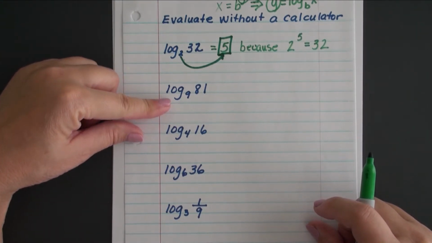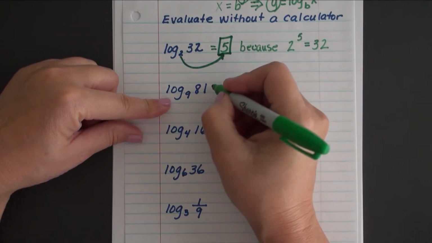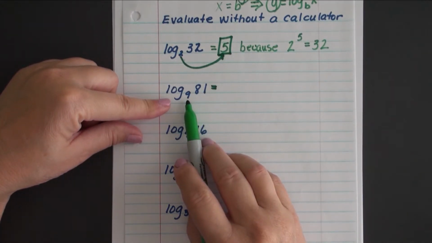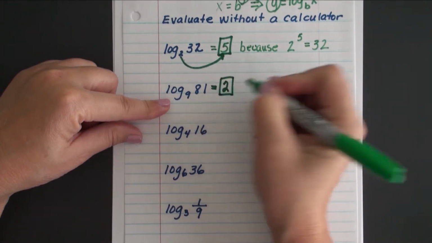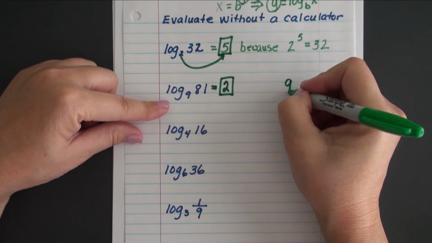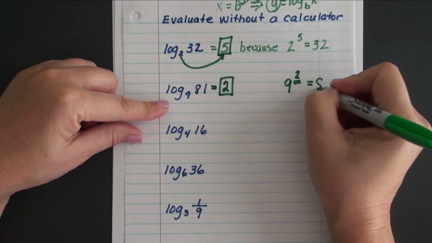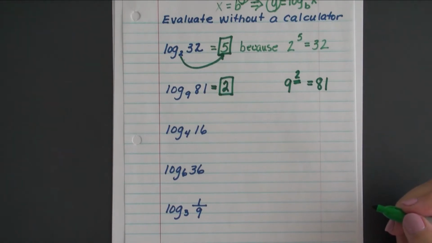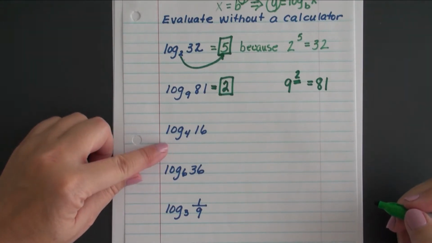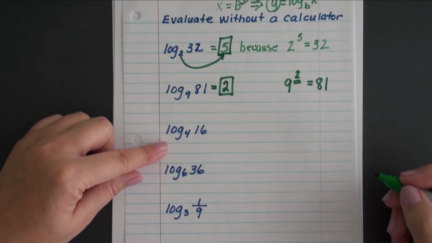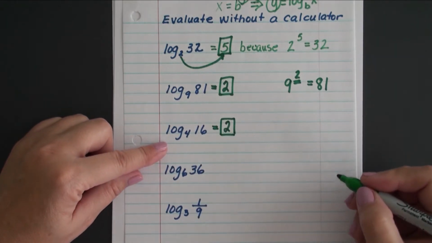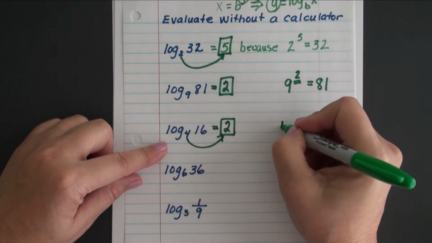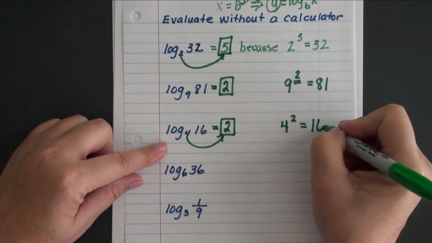Let's think about log base 9 of 81. We're thinking about the exponent that you raise 9 to. So 9 to what power equals 81? And that would be 2, because 9 to the 2nd power equals 81. Log base 4 of 16 would also equal 2 because 4 to the 2nd power equals 16.